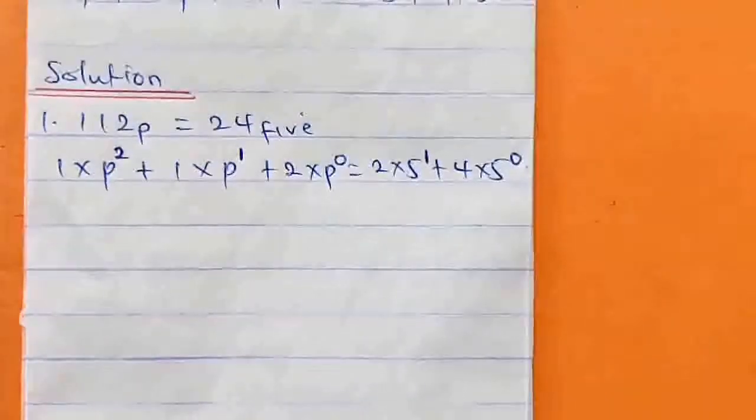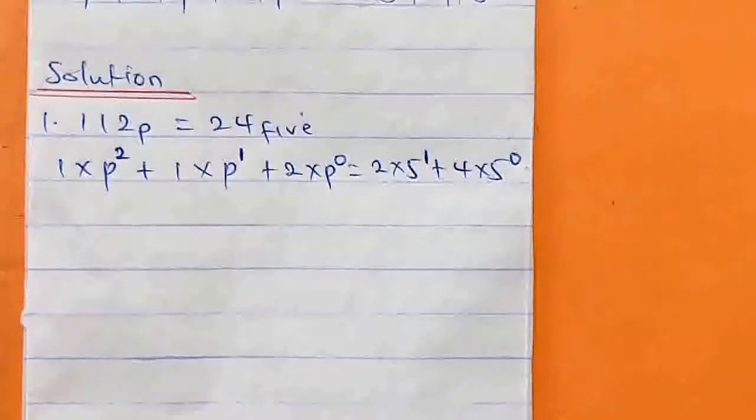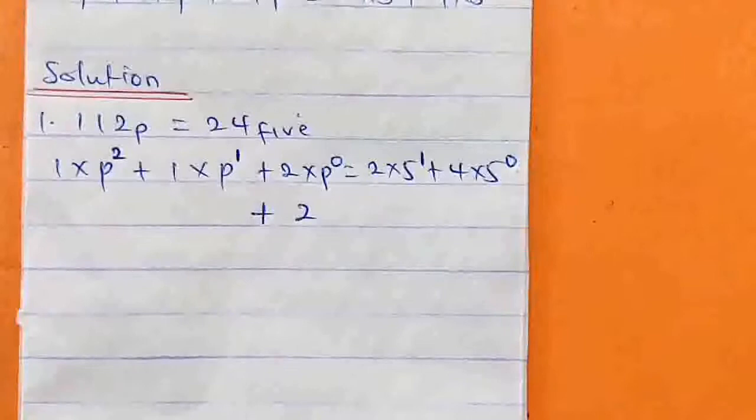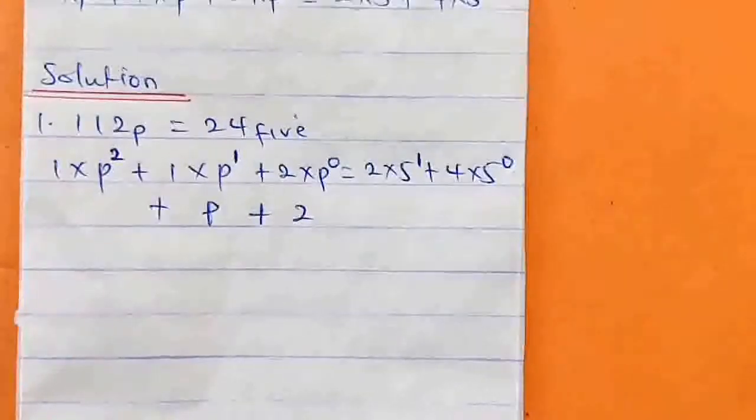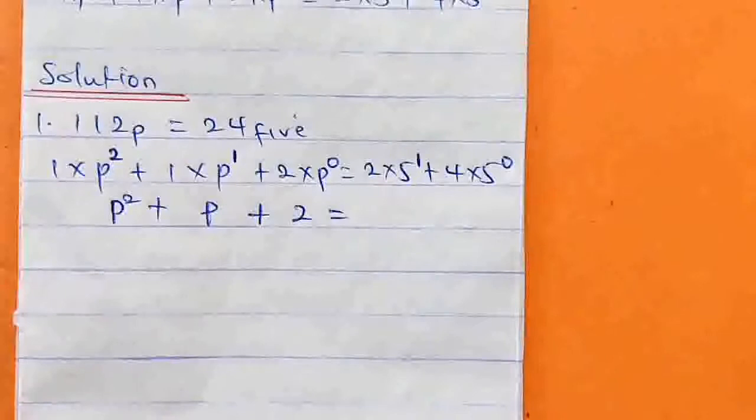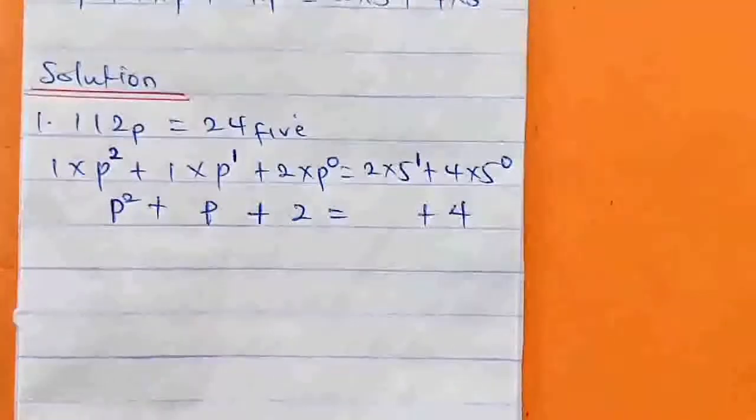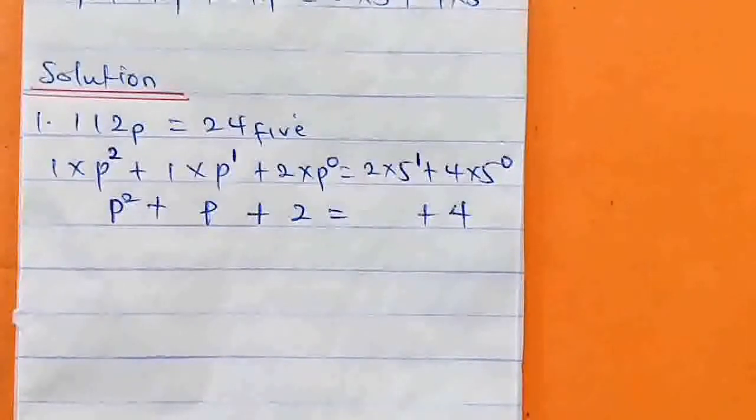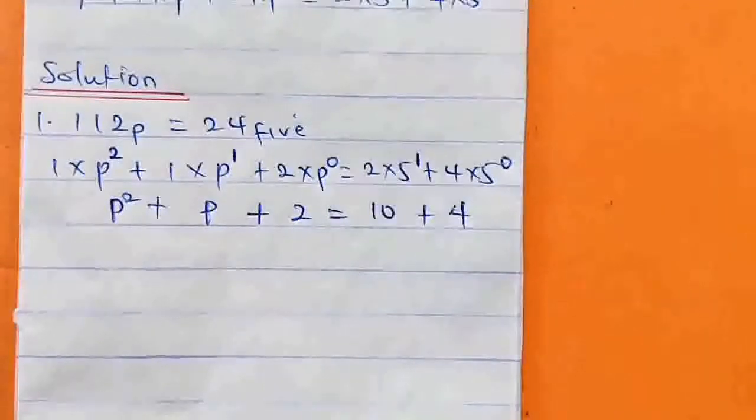P raised to the power 0 will still give us 1. 2 times 1 will give us 2. P raised to the power 1 will still give us p. 1 times p will give us p. P raised to the power 2 will give us p raised to the power 2. 1 times p raised to the power 2 will remain p raised to the power 2. 5 raised to the power 0 is 1. 4 times 1 will give us 4. 5 raised to the power 1 is 5. 2 times 5 is 10.